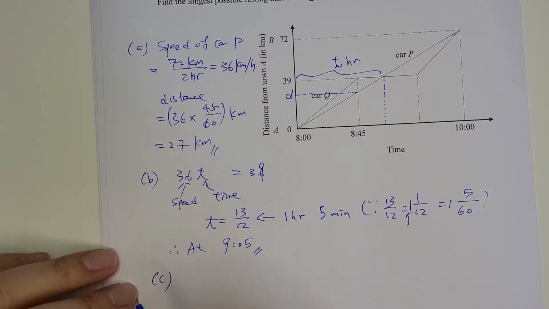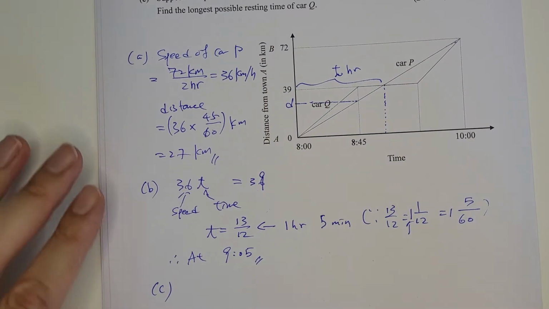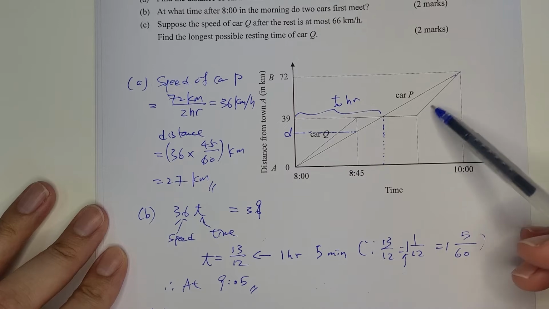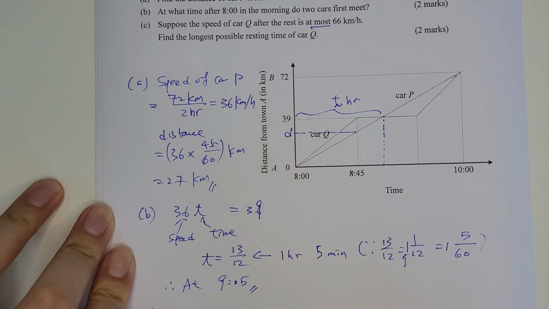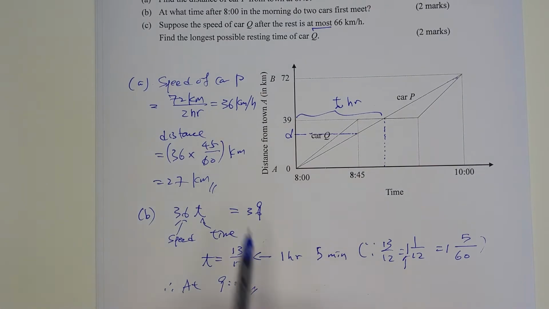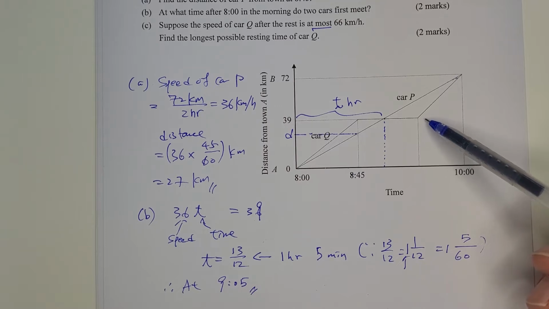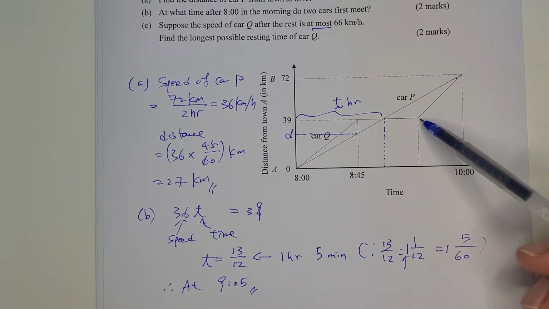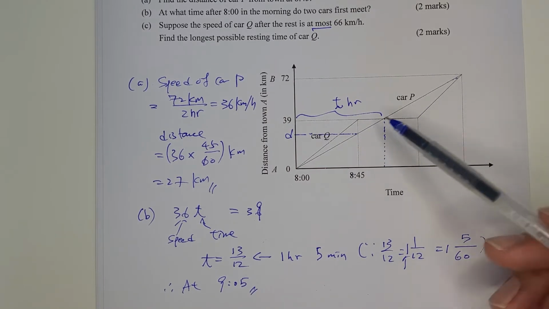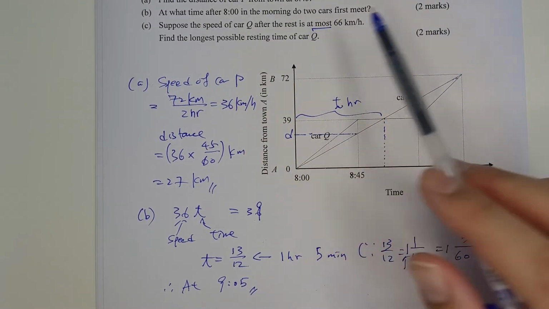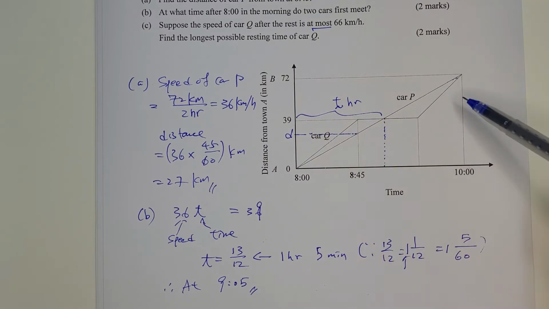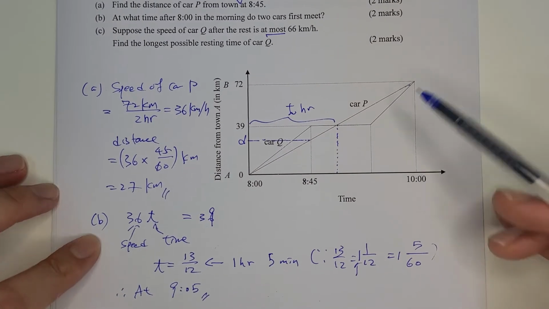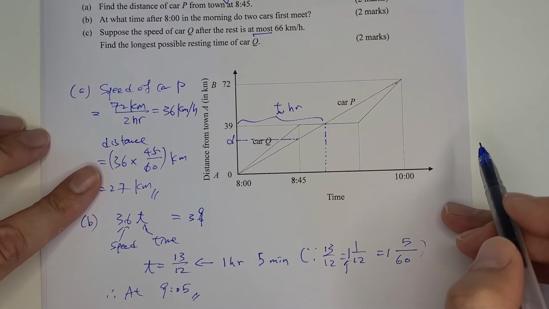So part C: suppose the speed of car Q after the rest, this is here, is at most 66 km per hour. Find the longest possible resting time. That means, try to think, car Q cannot take too much time to rest, because the speed of car Q in the second stage is at most 66 km per hour. So we can do it this way.